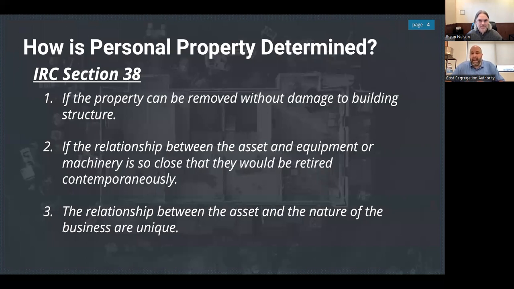Now, how do we identify what in a building can be depreciated over a faster period of time? So there's really three tests we look at. One is if the property can be removed without damage to the building or structure. And so again, we'll use carpet as an example throughout this presentation, but if I were to take the carpet up out of this office that I'm in, hopefully the walls are not going to collapse, right? Carpet can be easily removed, and carpet certainly doesn't last 39 or 27 and a half years. So it's probably personal property. The second being if the relationship between the asset and the equipment or machinery is so close they'd be retired at the same time.